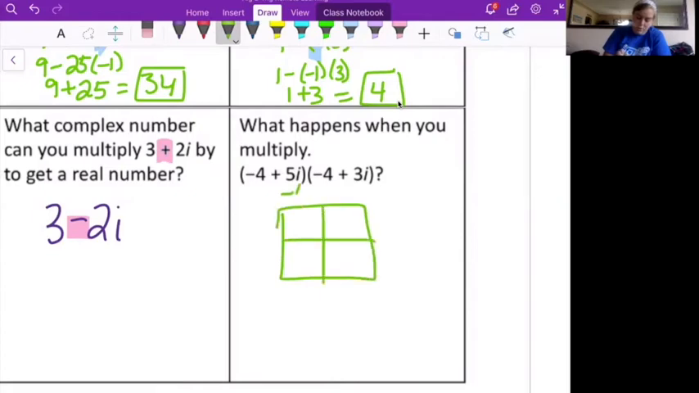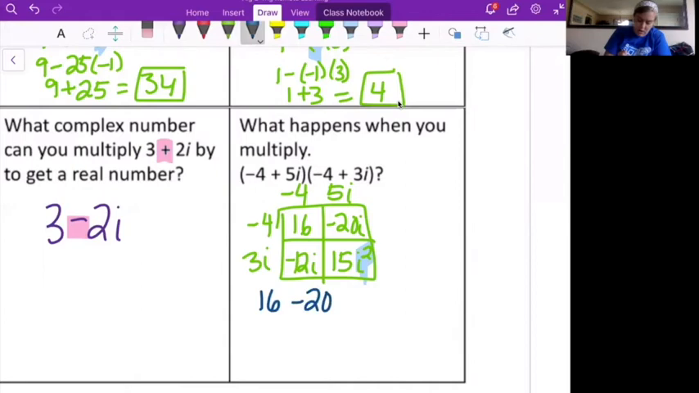This will be negative 4 plus 5i, negative 4 plus 3i. This would be a positive 16, negative 20i, negative 12i, and 15i squared. Again, remembering that i squared is negative 1. So then this would be 16 minus 20i minus 12i plus 15, and I'm going to go ahead and switch that i squared to be negative 1.